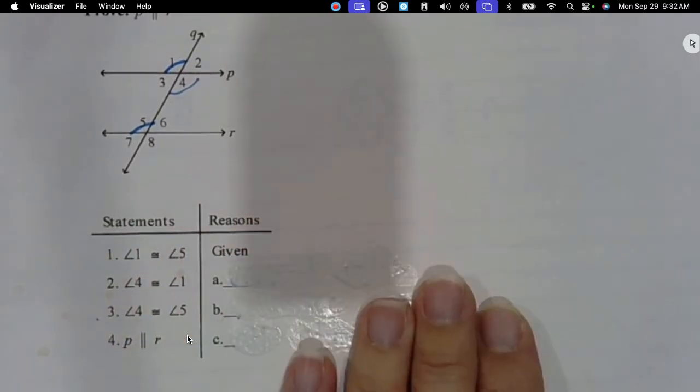Number 10. It tells us, given angle 1 is congruent to angle 5. I tried to white it out because I had written all the answers. So why are 4 and 1 congruent? Why are angles 1 and 4 congruent? They're not corresponding angles. They're vertical angles. Yes, 1 and 4 are vertical angles.